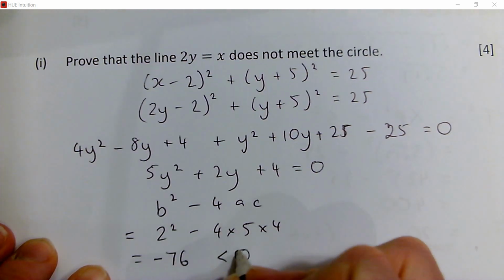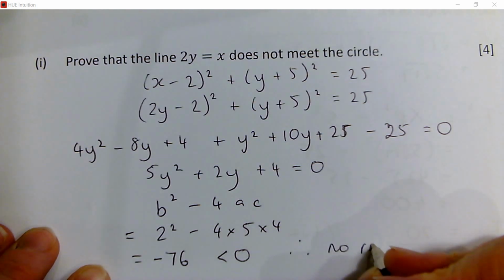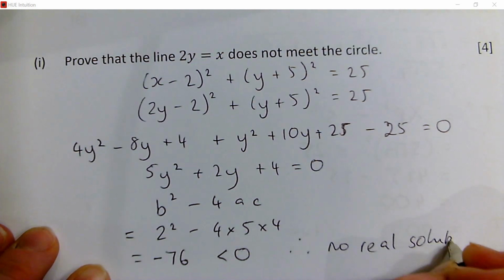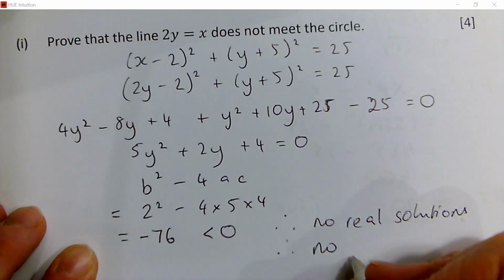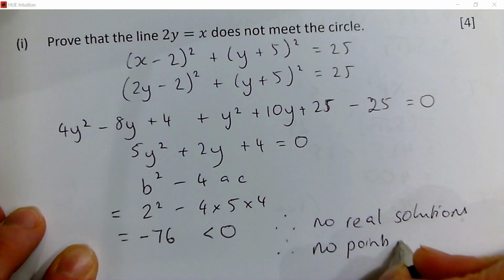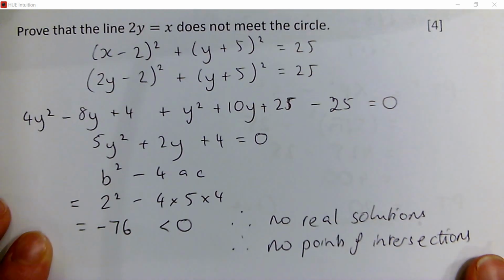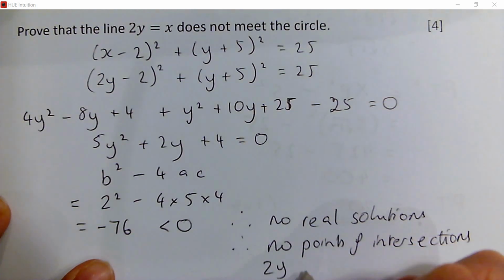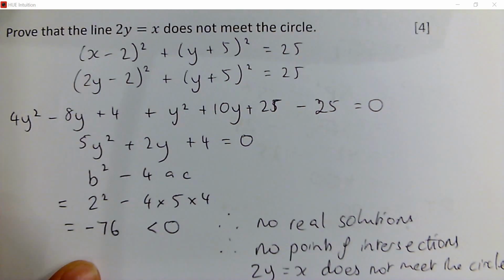Right, so that's definitely negative, therefore no real solutions, which means no points of intersection. So in the words from the question, 2y equals x does not meet the circle. Okay.